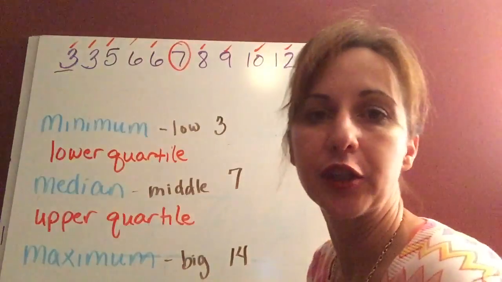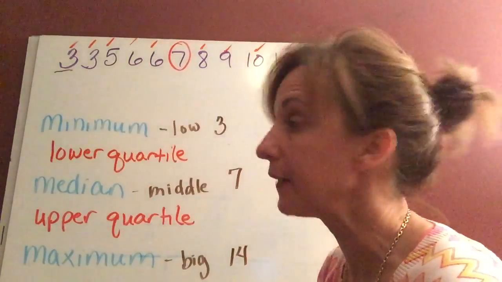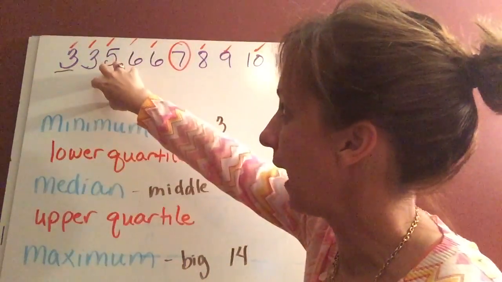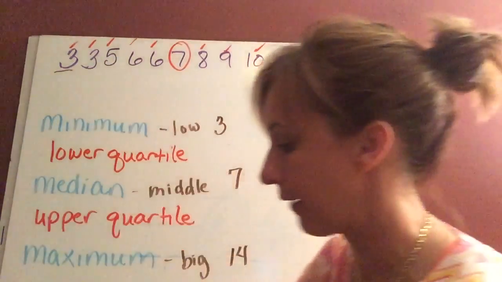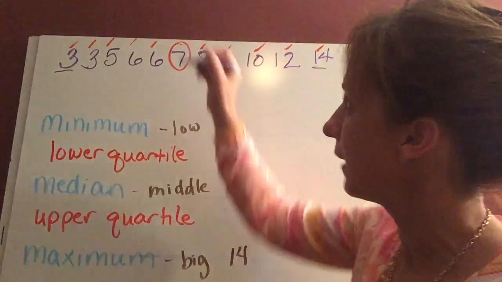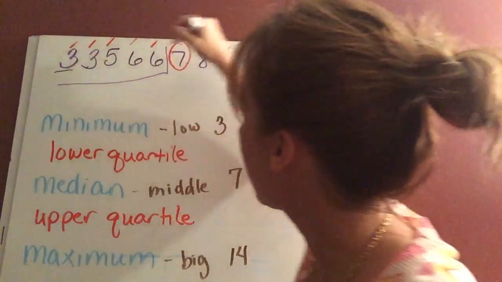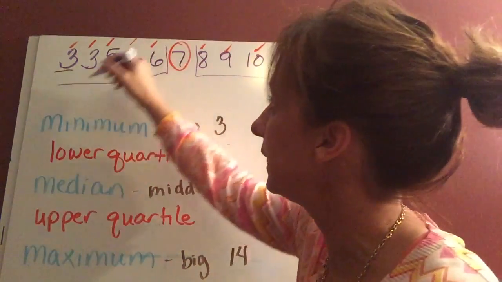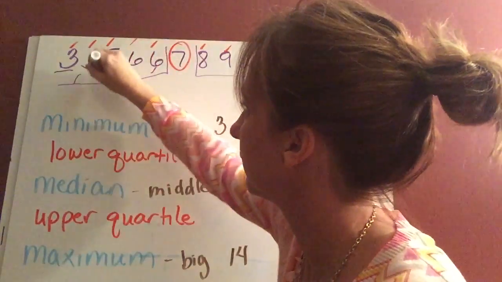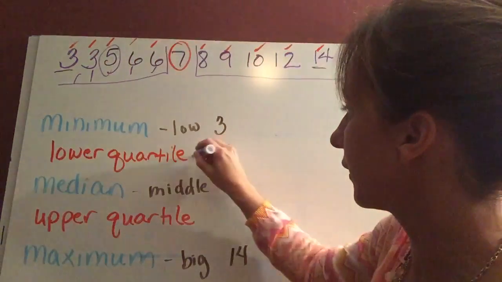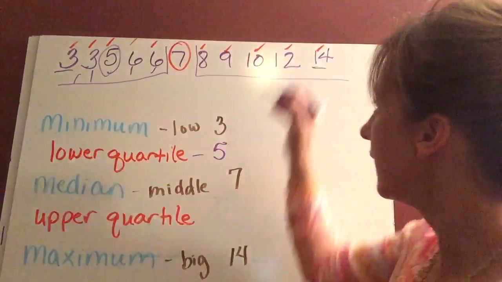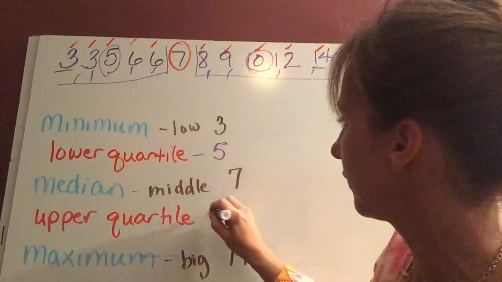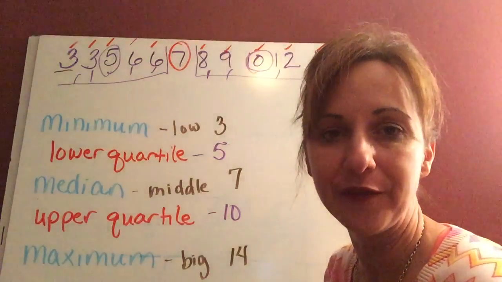And now we have to find the lower quartile and the upper quartile. Those sound like great big vocabulary words, but they're really the median of the lower half and the median of the upper half. Once you identify what the median is, that median is not part of your data set. So we're going to find the median of this, doing the same thing. 5. So we're going to call our lower quartile 5, and doing the same thing here, we're going to call our upper quartile 10. And so that's our 5-number summary.